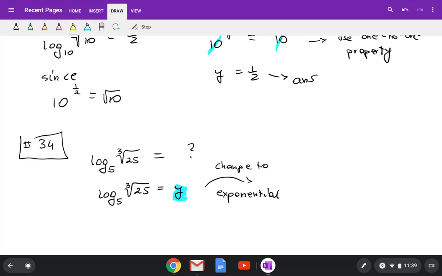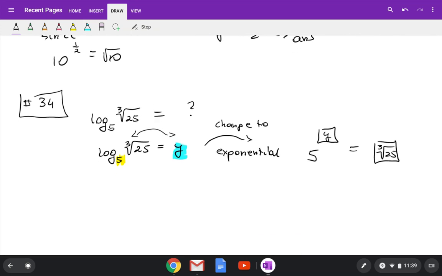So the base of my exponent is the same as the base of the log. So we have 5. And then we need the exponent and the number on the right side. Next to the base, it's not going to be the cube root of 25 because they are inverse functions, so those expressions will switch positions. So I have 5 to the power of y equal to the cube root of 25.